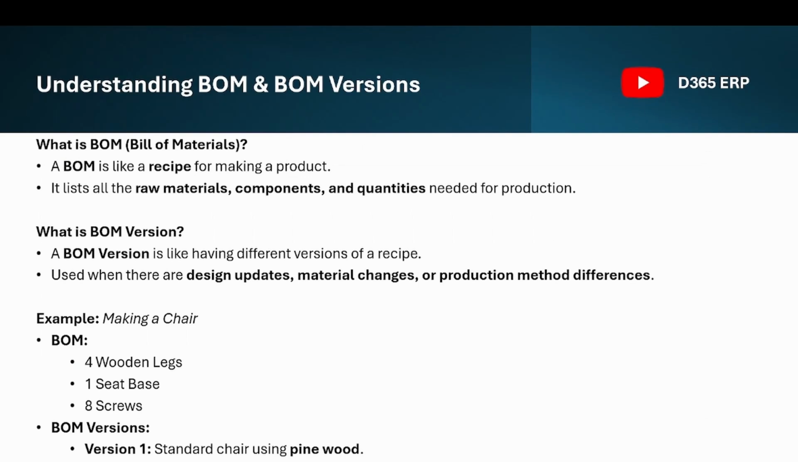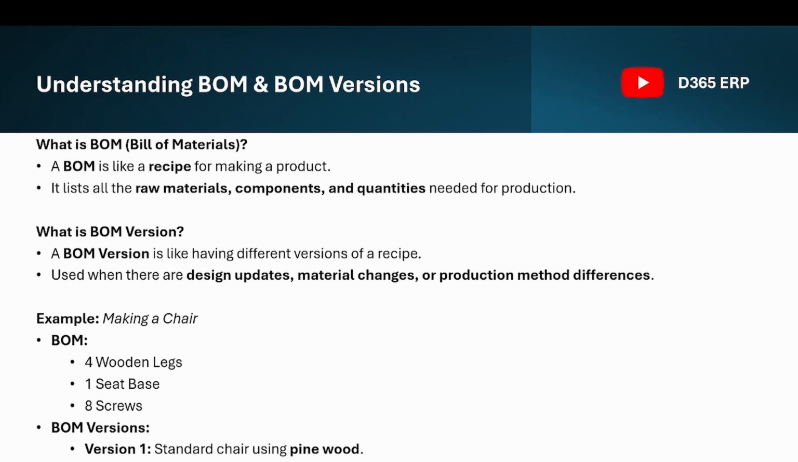So let's start our video with the understanding of BOM and the BOM version. First thing is, what is bill of material or BOM? In simple terms, a BOM is like a recipe for making a product. It's a list of all raw material components with their specific quantity needed for the production process.